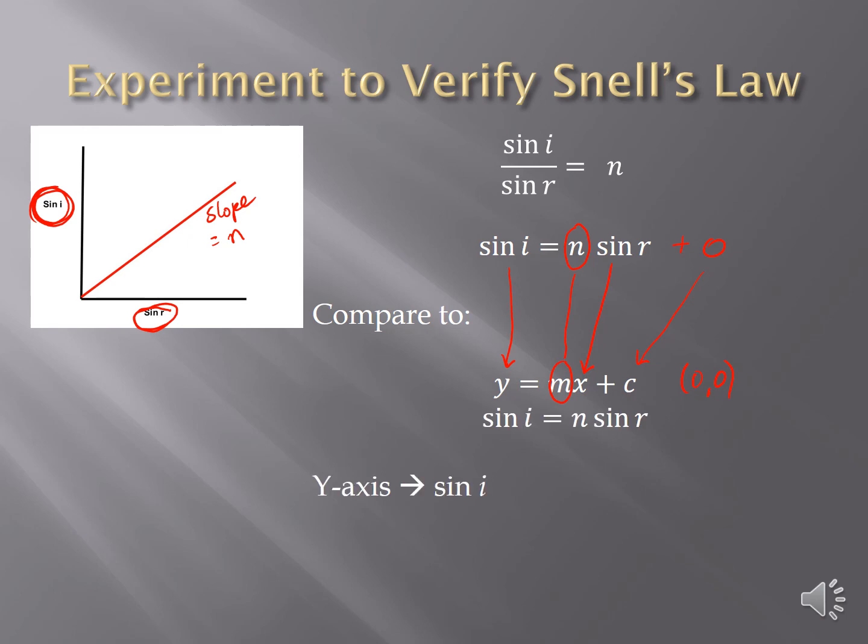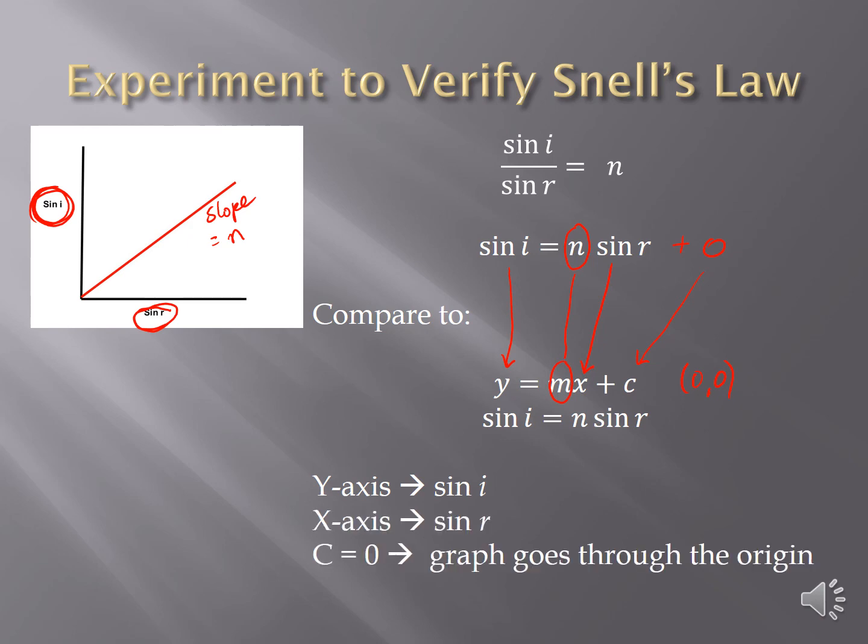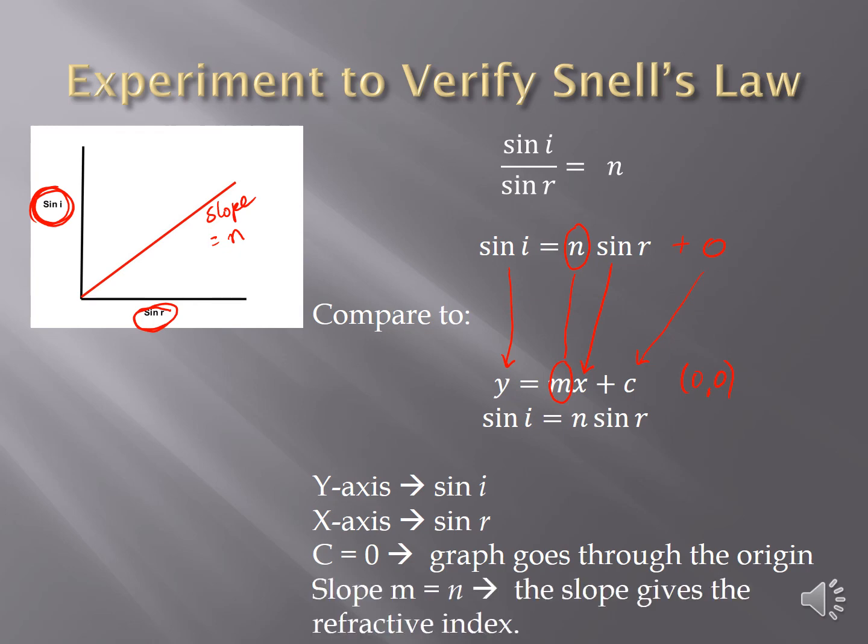Okay, so on the y-axis, sine i goes there, x-axis, sine r, c is 0, so we know the graph goes through the origin, or 0, 0, and the slope of the line, remember, for slope, you can calculate rise over run. That's your vertical distance, pick a point, your vertical distance is your rise, over your run, which is the horizontal distance, will give you the slope.